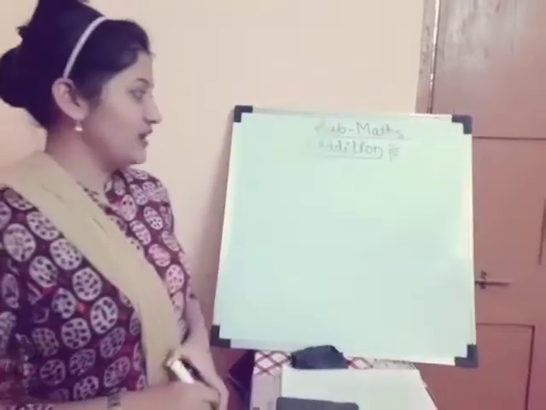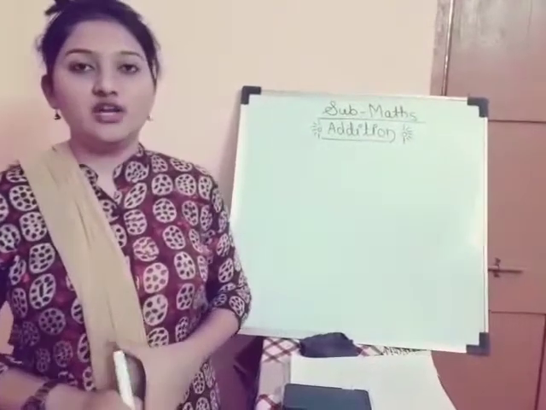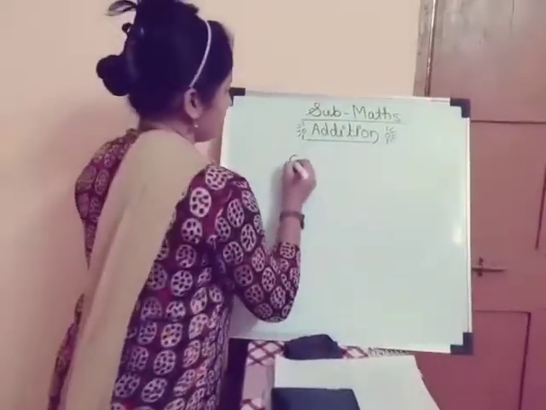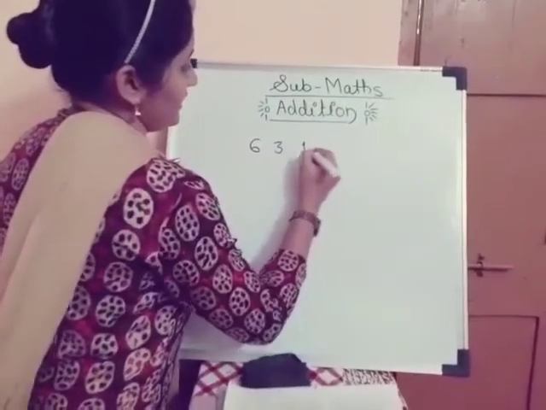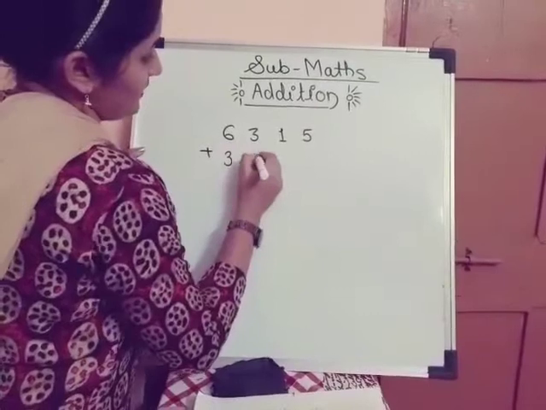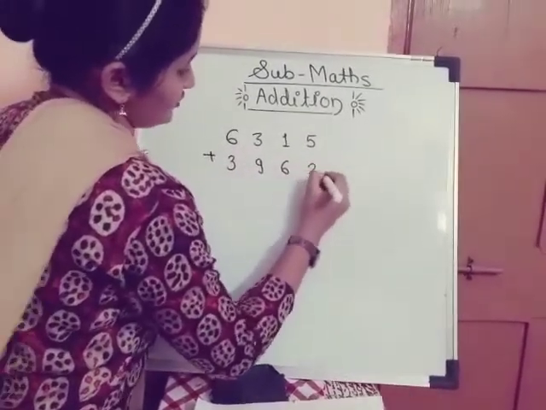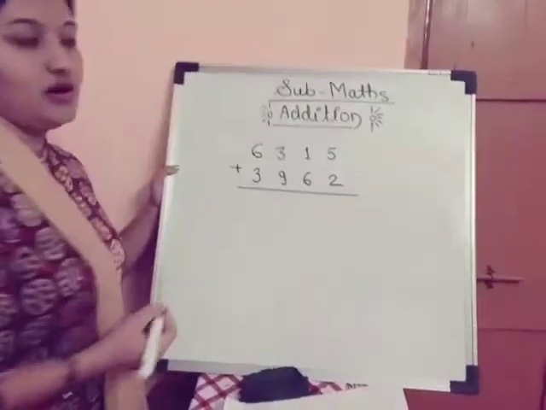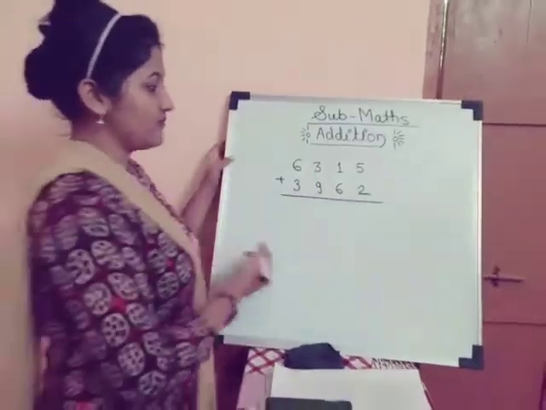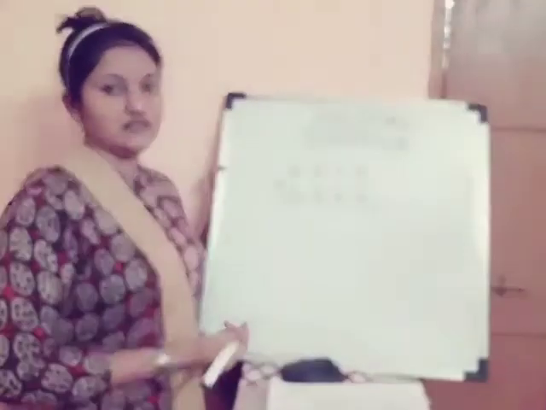Students, today we are going to revise the topic addition. In this topic you are going to learn the addition of 4-digit numbers. For example, 6315 plus 3962. Here you have to borrow the carry forward when you have the addition more than the 2-digit number.